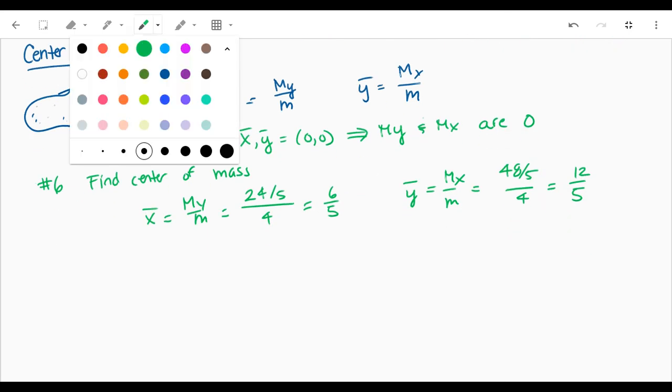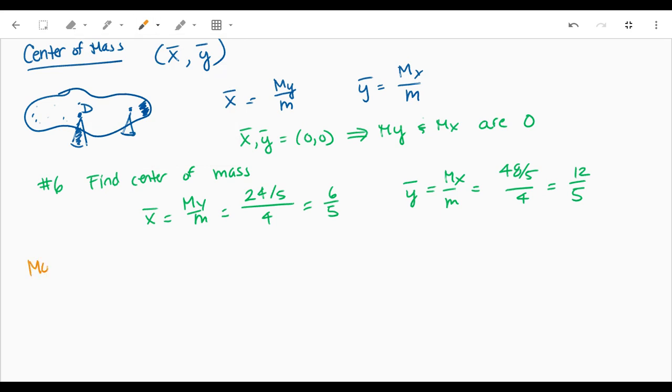Then we're almost done. So the last one is your moment of inertia. It's sometimes called your second moment.